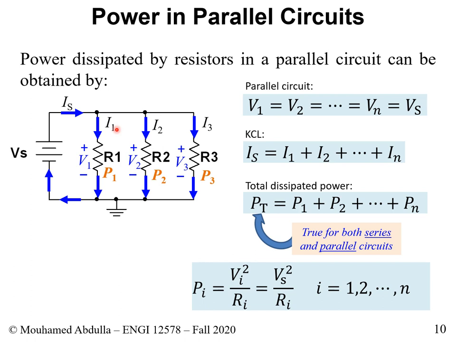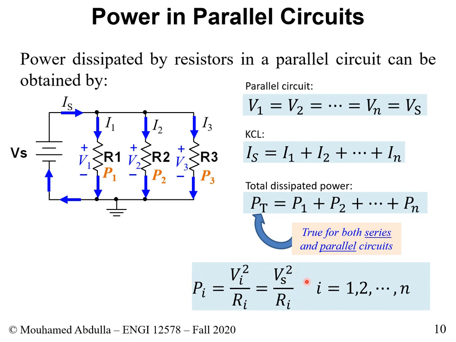We need to actually apply the current divider rule, determine the current, and then we can use P is equal to VI, or P is equal to I squared times R. Whereas if we simply use the voltages, we know the voltage will be the same everywhere. So that's much easier to do. We simply take the voltage of the source, and that's going to be the voltage across each resistor. So we simply divide by the value of the resistance. This is much, much easier to use.